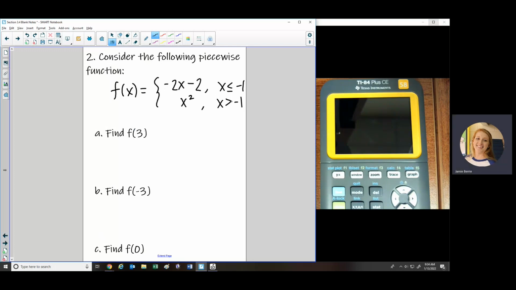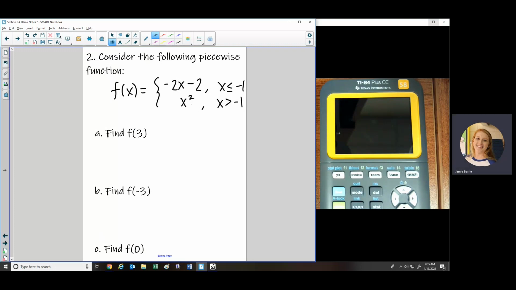And then if x is greater than negative 1, we're going to give it its own function. It's going to be x squared. So this has got 2 pieces. It could have more. It could have 100 pieces. As long as it's at least 2 pieces, then it's called a piecewise function. All right, so here on A, B, and C, we're just finding function values. Not terribly complicated. Your book goes into graphing piecewise functions, but I'm not covering that in this section.